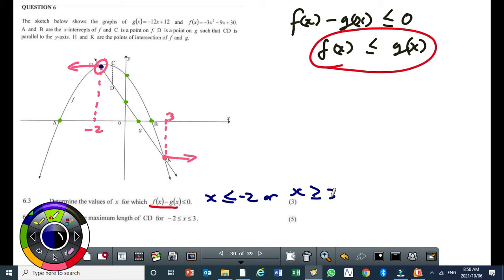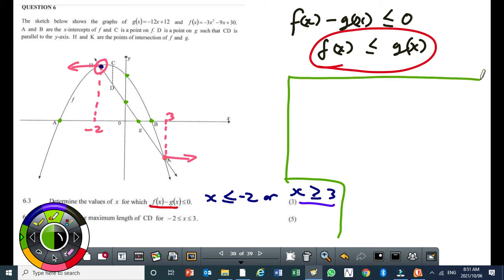Okay, now let me do a quick check to prove to you that at least one of my answers is right. Let's test the second one. We choose any value which is greater than 3. I want Christine to choose. 5. Okay, so we are going to do a quick check, let me use green, to prove that that interval is correct.